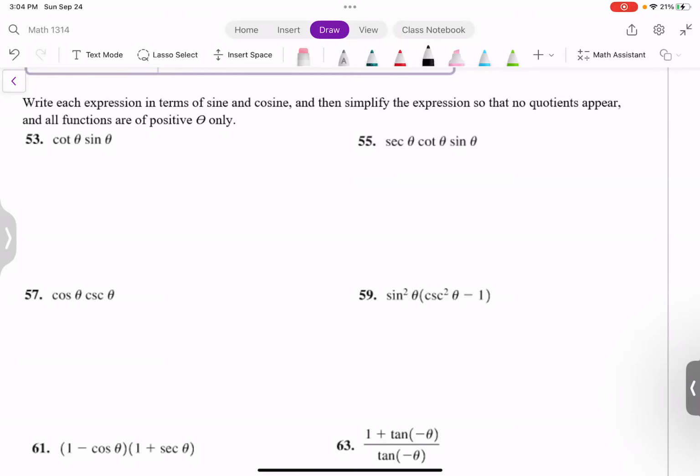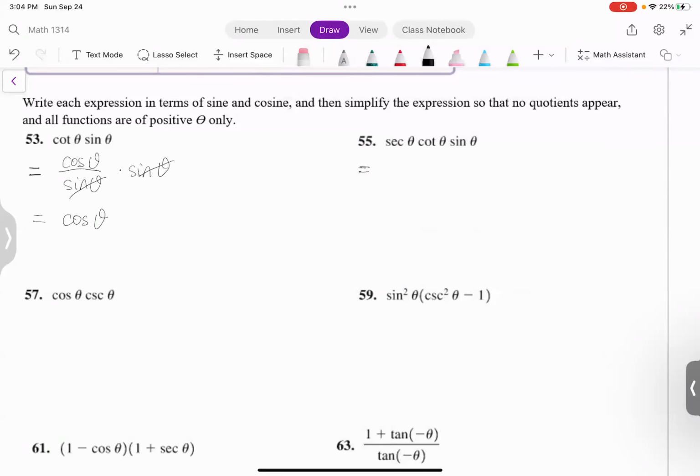All right. Okay, let's see the first example. I have cotangent theta times sine theta. If I want to simplify this, I can convert all of the trig functions into sine and cosine. Cotangent equals cosine theta over sine theta. Don't forget we have sine theta. So the sine theta, they are canceled. I have a cosine theta.